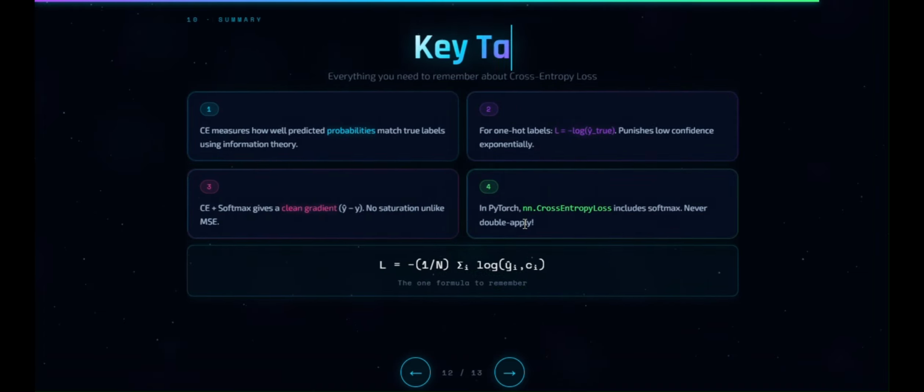Now let's summarize what we learned. Cross-entropy measures how good the predicted probabilities are. It heavily penalizes confident wrong predictions. For one-hot labels, it simplifies into negative log probability of the correct class. And when combined with softmax, it produces stable gradients that train neural networks efficiently. This is one of the core building blocks behind modern AI systems.